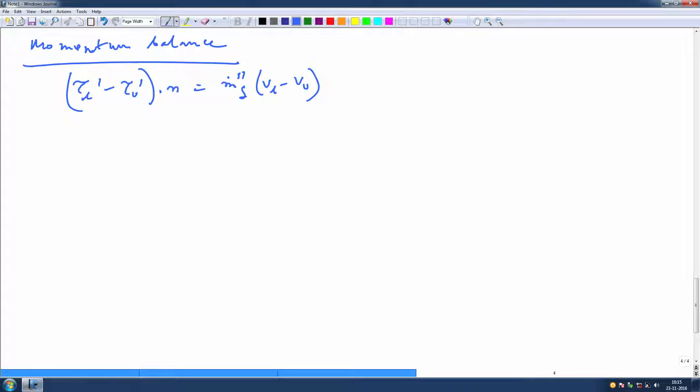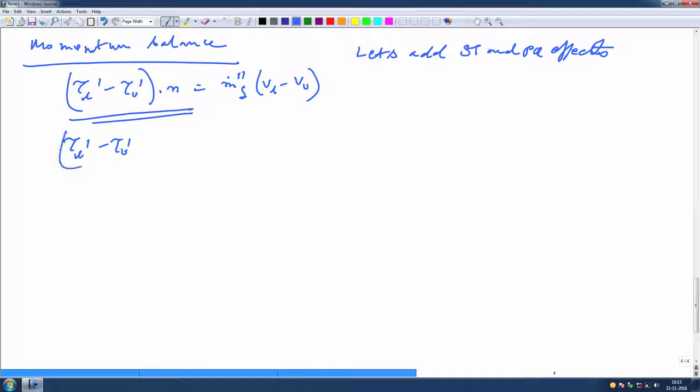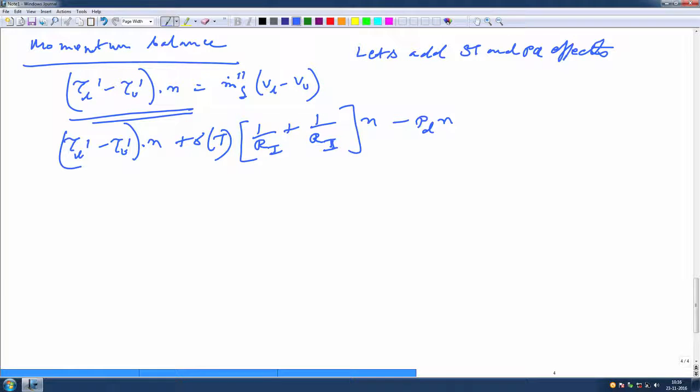Now let us include what we knew already, let us add the two effects, surface tension and P_D effects. So this gets added to the left hand side of this equation. So what do we have? (Tau_L minus tau_V) prime dot N plus sigma T. If you recall already, sigma T was responsible for that Marangoni flow and related things. So this is like (1/R1 plus 1/R2) and minus P_D into N, P_D being the disjoining pressure. I will go across each and every term over here. D sigma by dt. This is where the Marangoni stress term comes into the picture.